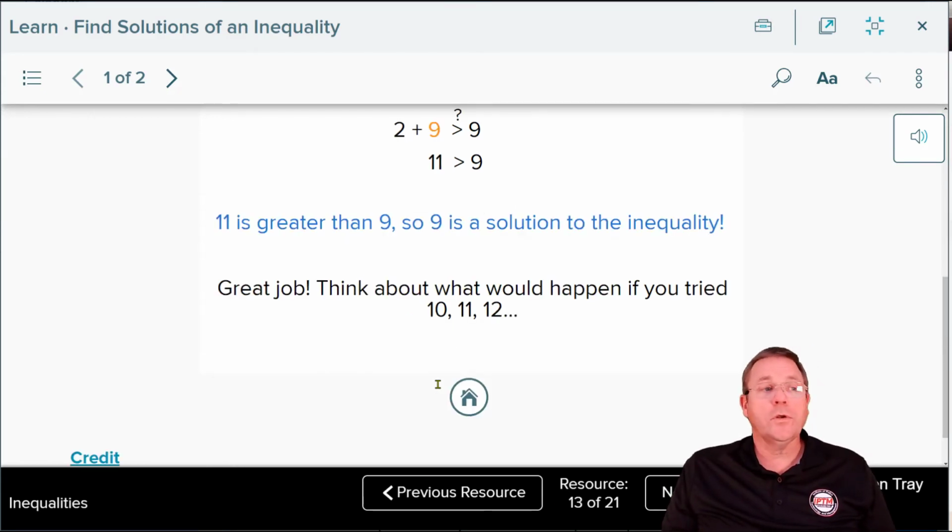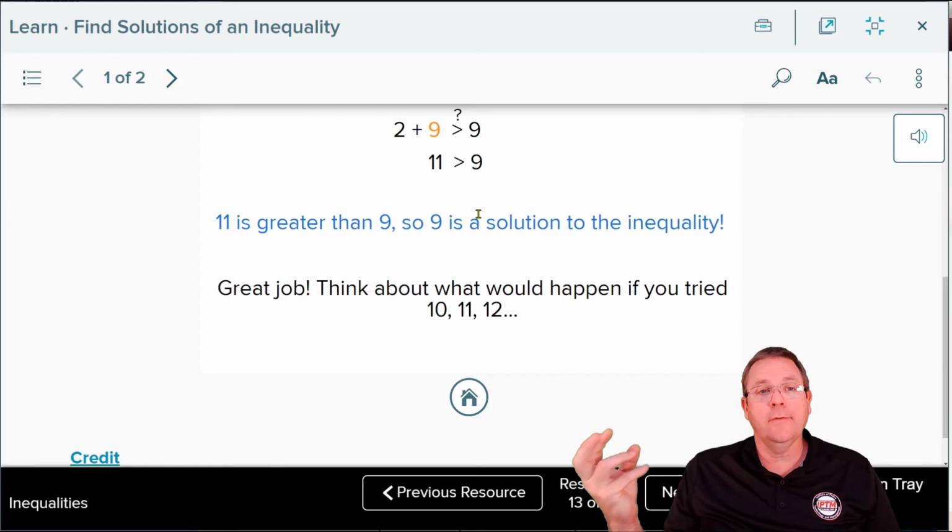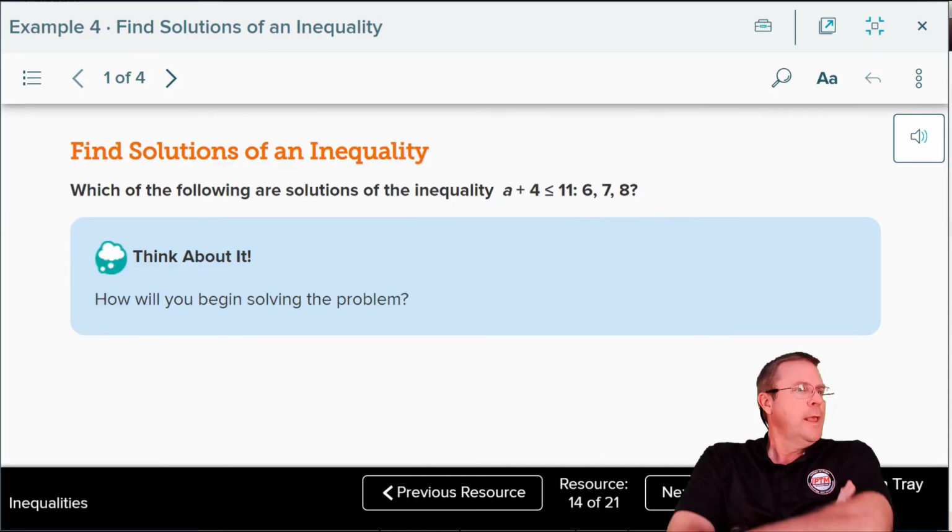From that point, we could keep going to 10, 11, 12, and so on, and any other numbers higher than the 8 is going to give you a solution that is greater than 9 for that inequality.